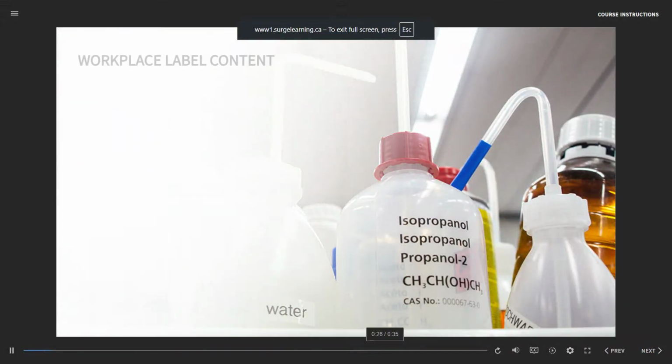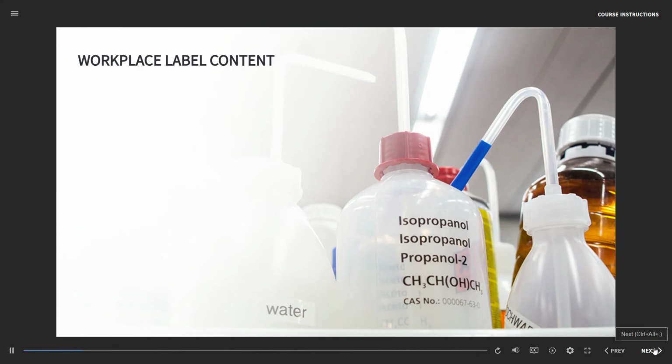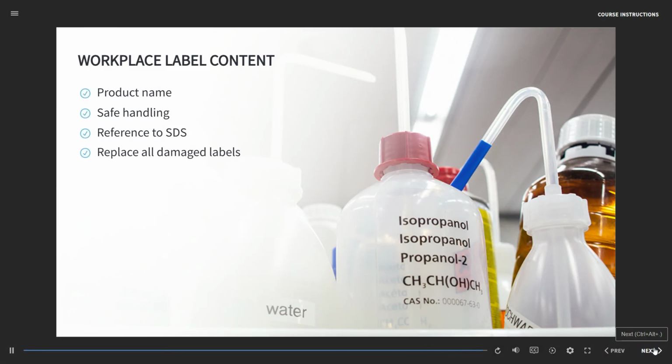A workplace label is required when a hazardous product is transferred or poured into another container such as a spray bottle, or a supplier label becomes lost or unreadable. A workplace label requires the following information: product name matching the safety data sheet, safe handling precautions which may include pictograms or other supplier label information, and a reference to the SDS. Requirements for workplace labels are regulated by your local, provincial, or territorial jurisdiction. Check with your jurisdiction for more information.